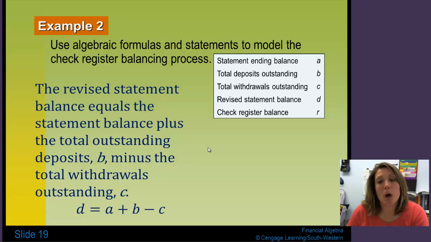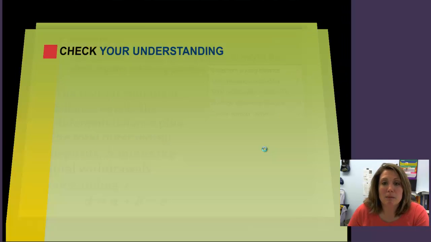If D equals R, so if your revised statement balance equals your check register balance, what you were keeping track of, then you know that everything is right and that nobody has made any mistakes.